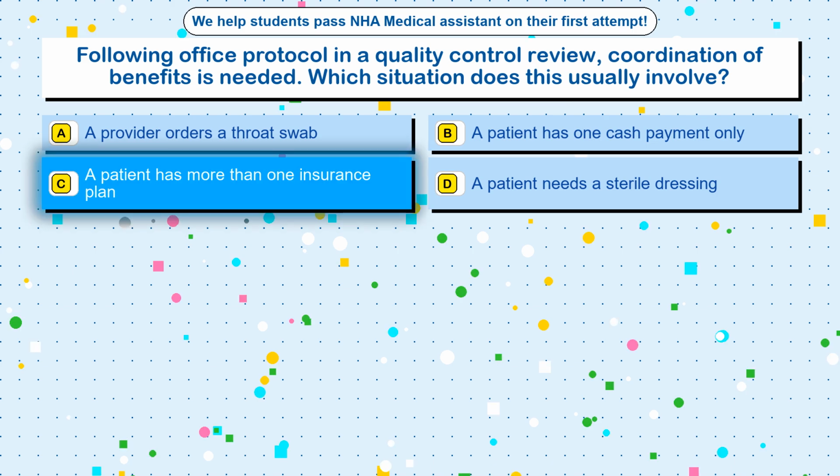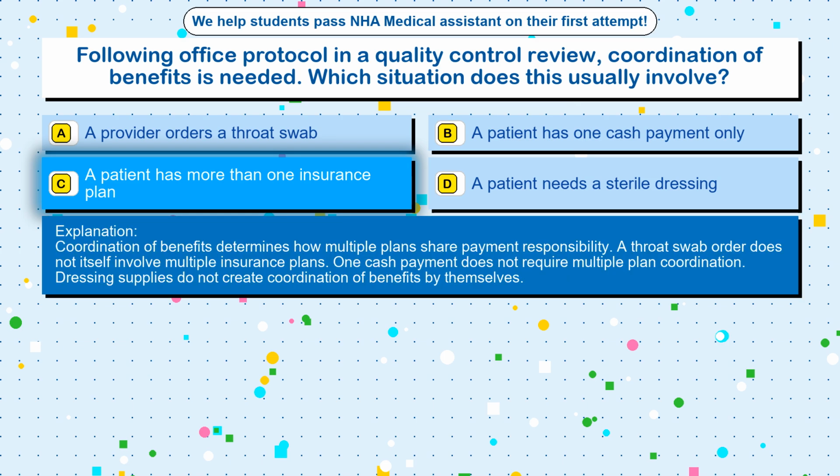The correct answer is option C. A patient has more than one insurance plan. Coordination of benefits determines how multiple plans share payment responsibility. A throat swab order does not itself involve multiple insurance plans. One cash payment does not require multiple plan coordination. Dressing supplies do not create coordination of benefits by themselves.